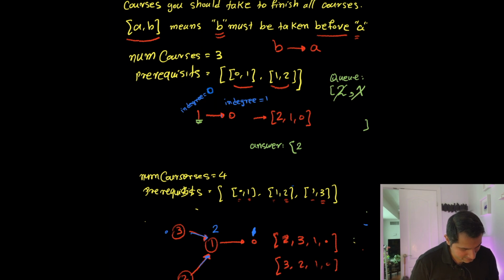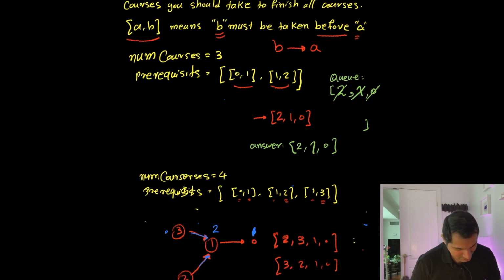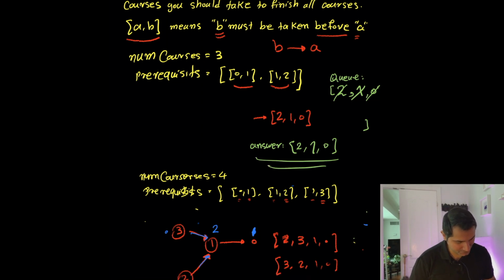So I remove it, I add it to my answer, and now I have to remove it from my graph and update the in degree of its neighbor, which is 0. So now the in degree of 0 is 0. I add 0 to my queue. Now I pick it up, add it to my answer, and remove it from my graph. And there are no other elements in my graph. But as you can see, I constructed the answer.